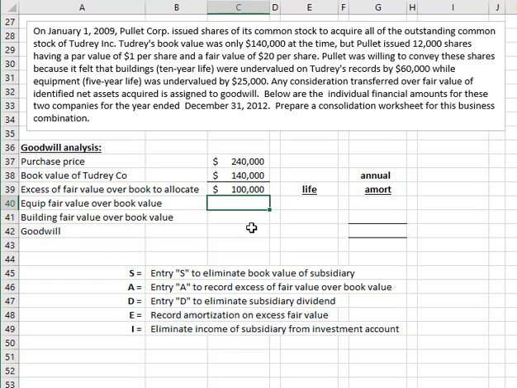So they say that the buildings were undervalued by $60,000, so we can write those up. We need to do that, the buildings here. And they also had equipment that was undervalued by $25,000. Okay, but we have to spread $100,000, and this is only $85,000. So the remaining must be goodwill.